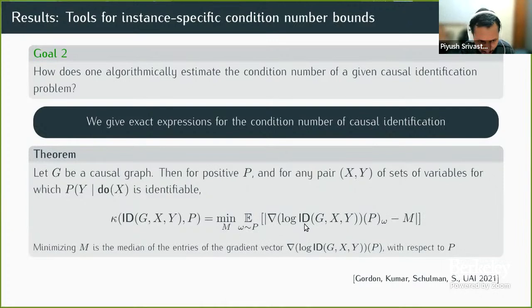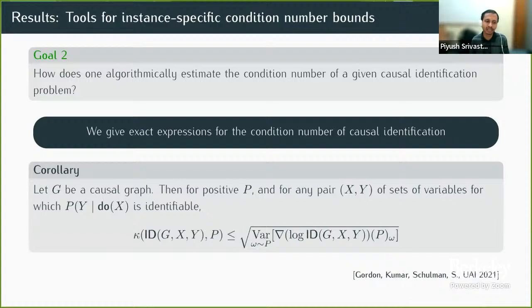So this is somewhat of a mouthful, but it easily follows, for example, that the condition number is therefore also bounded by the square root of the variance of the entries of the gradient. Again, when you look at the entries as being sampled with respect to this probability distribution.